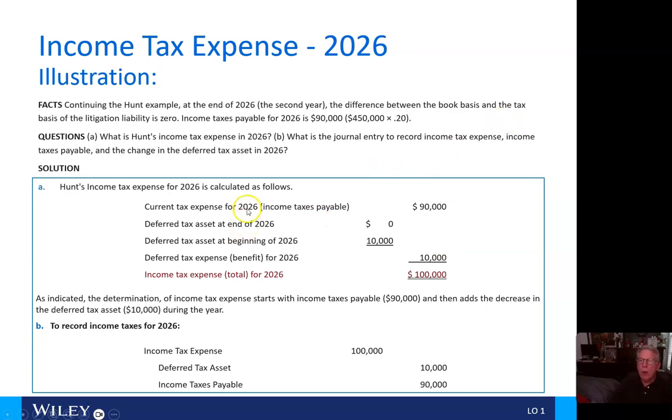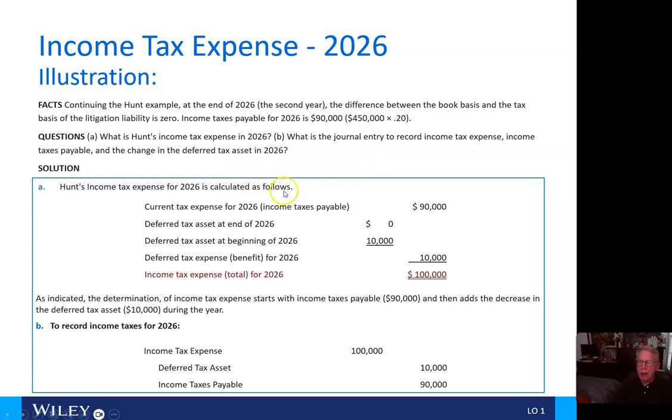So we continue with the Hunt example. At the end of 2026, then, the difference between the book basis and the tax basis is 0. Income taxes payable is $90,000, which is $450,000 times 20%. So, what is Hunt's income tax expense for 2026, and what is the journal entry to record the income tax expense, income taxes payable, and the change in the deferred tax asset in 2026?